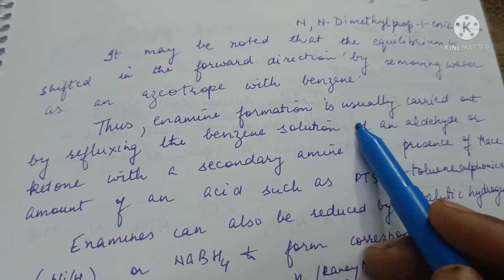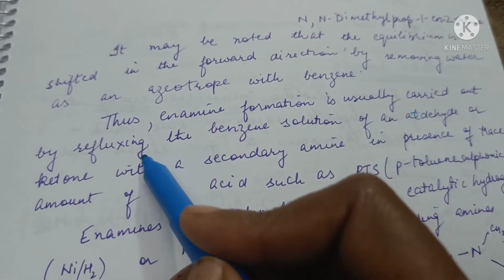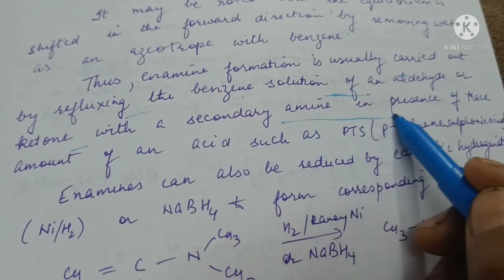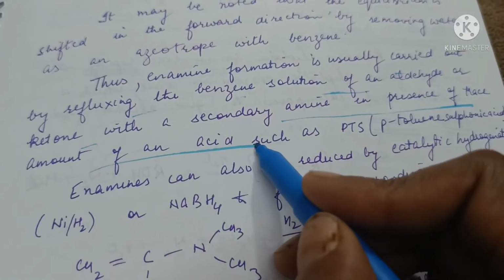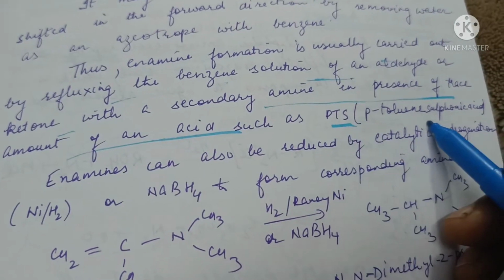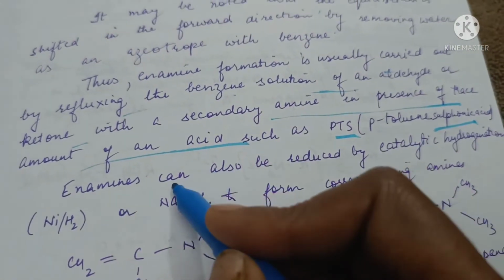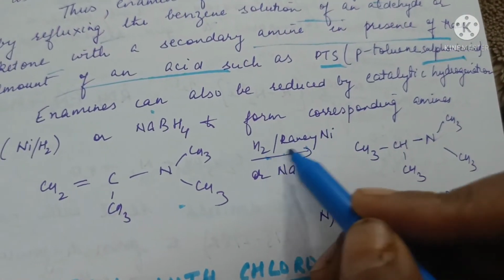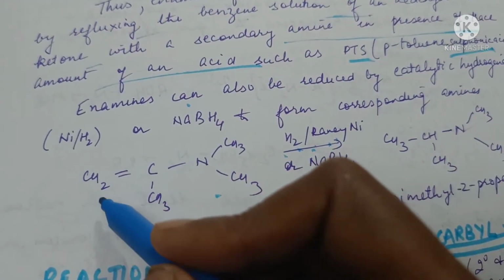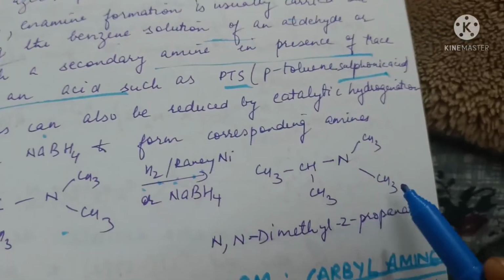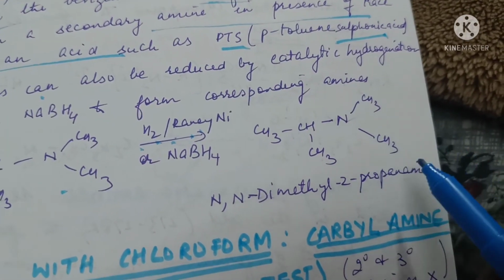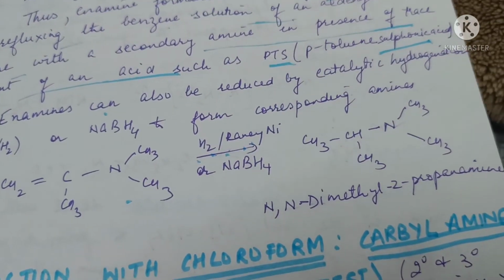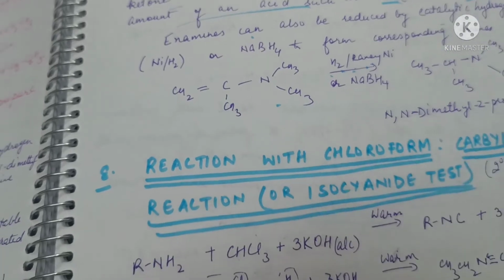Thus, enamine formation is usually carried out by refluxing the benzene solution of the aldehyde or ketone with a secondary amine in the presence of a trace amount of acid such as para-toluene sulfonic acid. The enamines can also be reduced by catalytic hydrogenation. 1H goes here, 1H here to form N,N-dialkyl amines, N,N-dimethyl-2-propene-amine in this case.